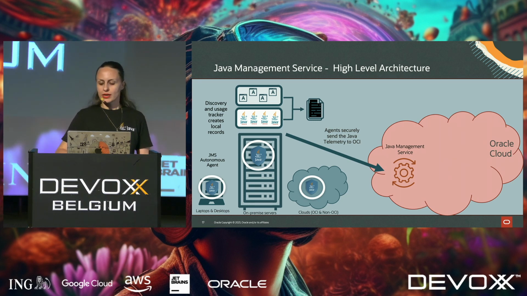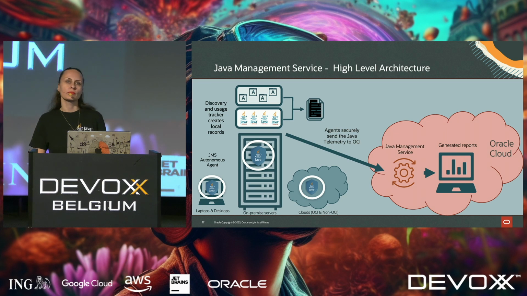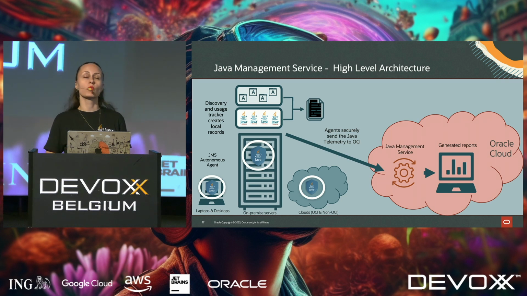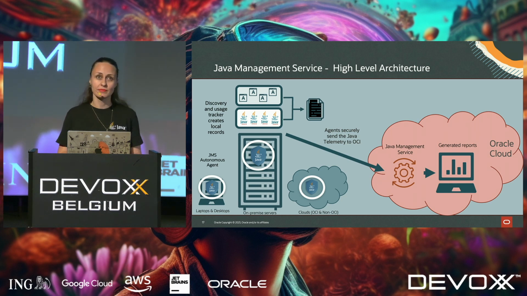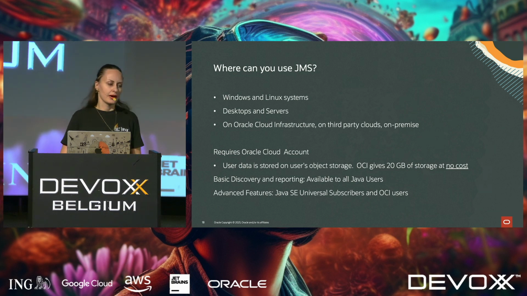Once the agent is sending the data there, it can create reports about how performant your application is, give you insights about that, also give you a secure list of what you're having and how you can upgrade to more secure Java runtimes if needed. And of course, it can give you information about what third-party libraries you are running on, how secure those are, and many more. So you can use JMS on all kinds of systems. You don't have a restriction on that.